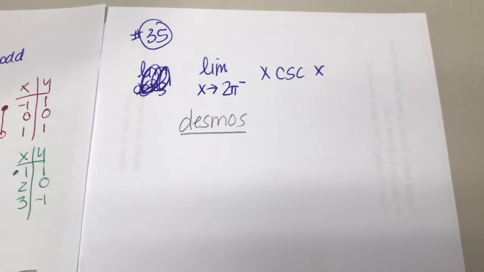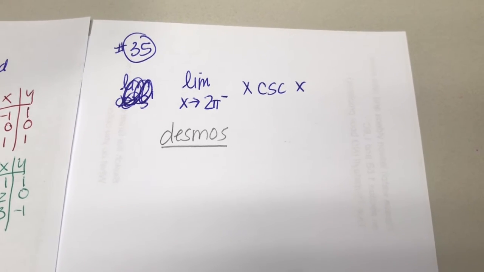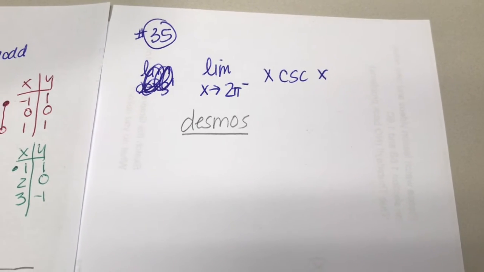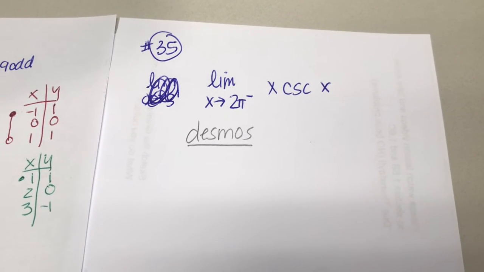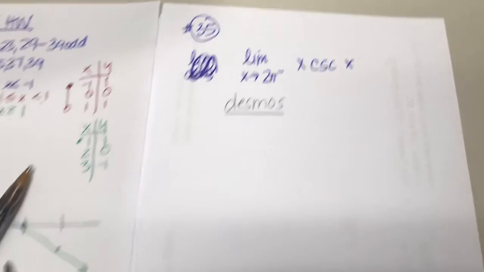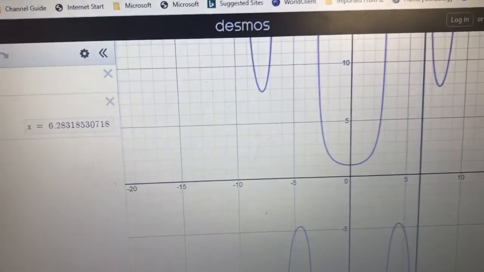Okay, and a little help with number 35. We want to know the limit as x approaches 2 pi from the negative side, so from the left side, of x cosecant x. So I'm going to come over here to Desmos. Okay, and I typed in y equals x cosecant x. It's this weird blue graph.